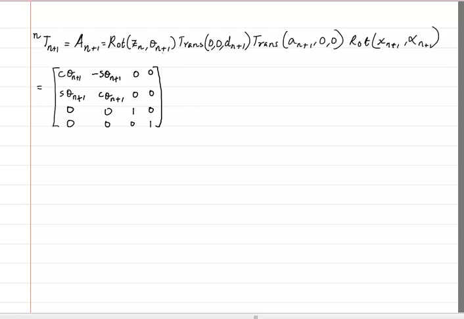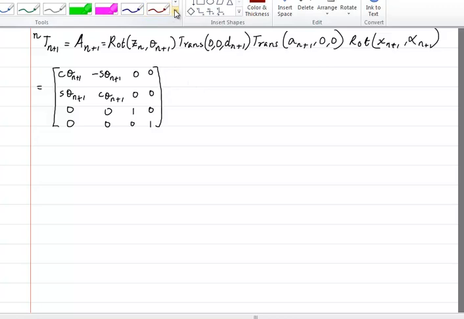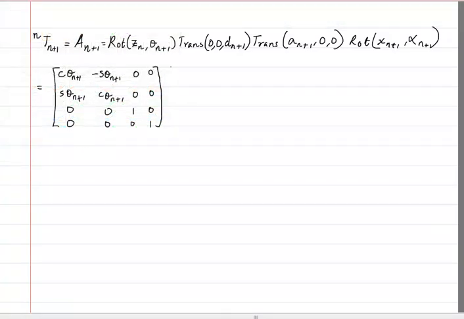I already told you theta n will be positive if it is anti-clockwise. It will be negative if it is clockwise. Next is translatory. We always know that in translatory motion there is no rotation part.